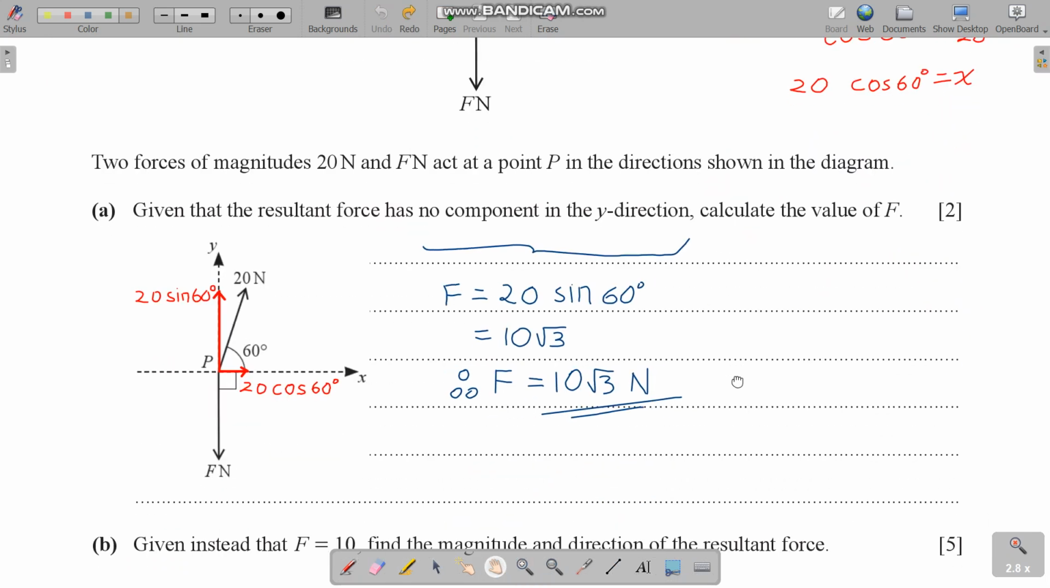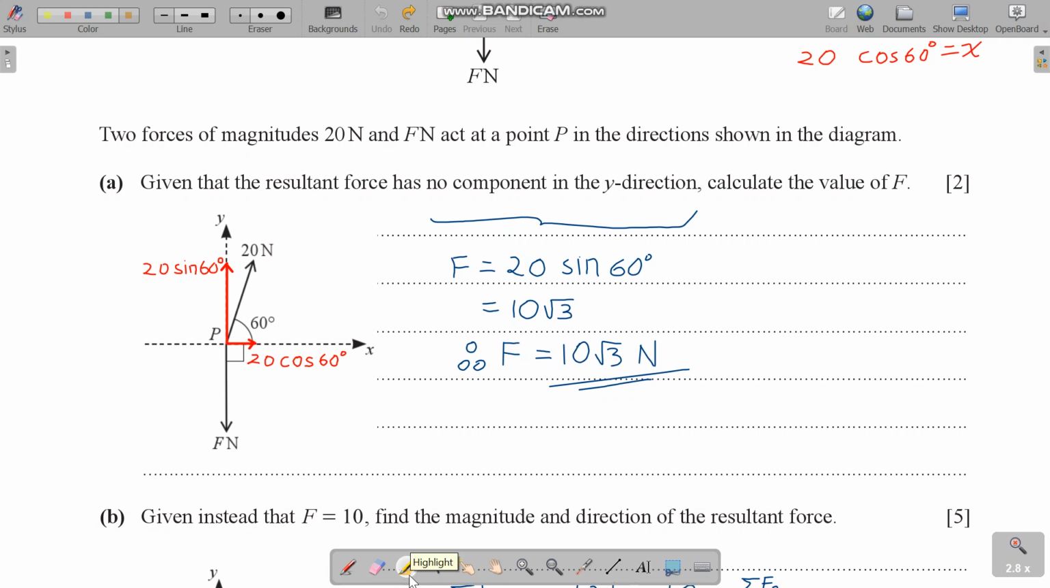So this is the diagram. We can split this 20 newtons into 20 cos 60 and 20 sine 60. No component in the y direction means the resultant force is only horizontal, no vertical, which means the vertical upwards force is equal to the downwards force. So the F is 20 sine 60, which is 10 root 3, so that's the final answer.